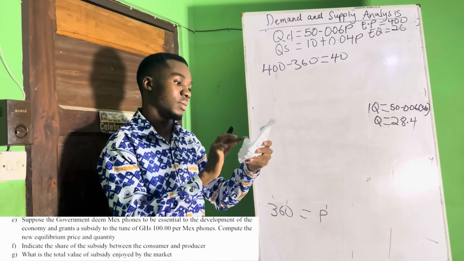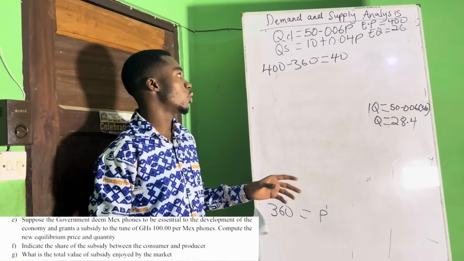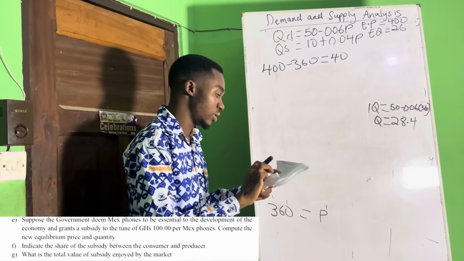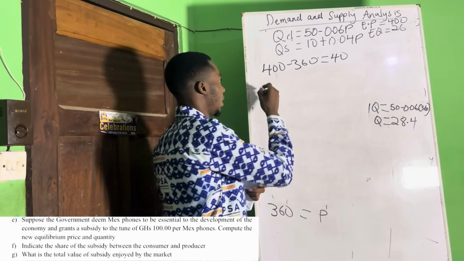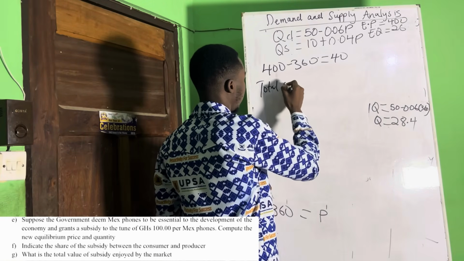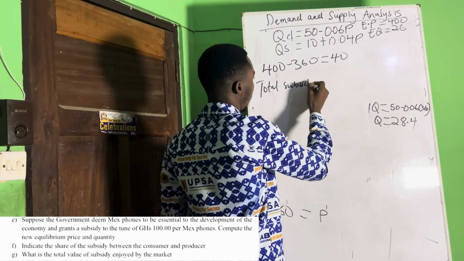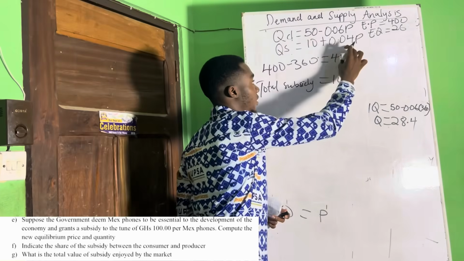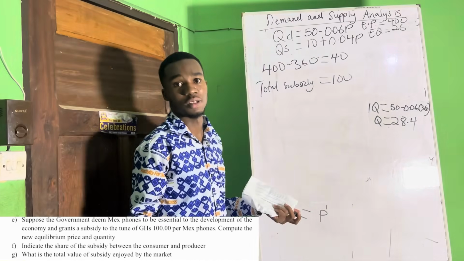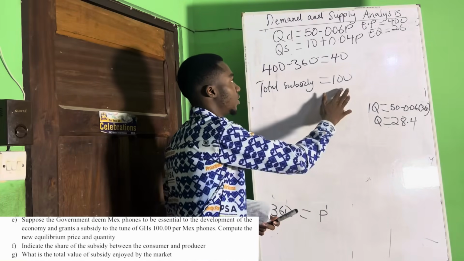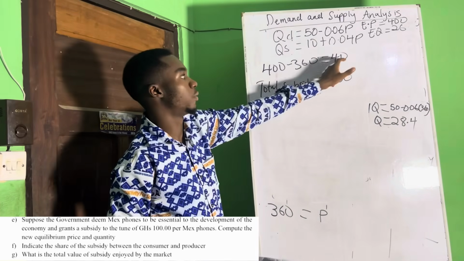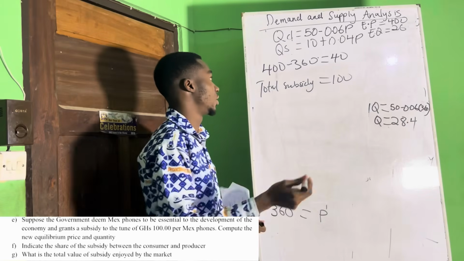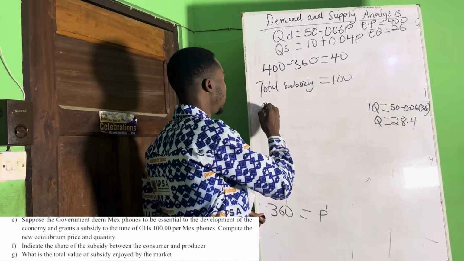So that's how the consumers share the subsidy. So indicate the share of the subsidy between the consumer and the producer. The consumers are enjoying 40 cedis of the subsidy. That's how it is shared. The total subsidy was 100 cedis. So if the total subsidy was 100 and now the consumers are enjoying 40 cedis, it means the producers are going to enjoy 60 cedis.